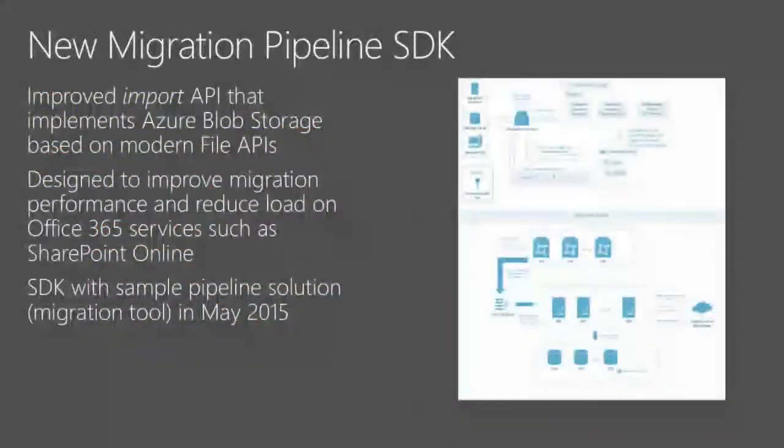Another thing to bear in mind is the Migration Pipeline SDK, which is coming in about a month or so, which will give us a much better import API in order to support migration scenarios, and it's leveraging the Azure blob storage API improvements. So this will give us a much better way to do faster migrations that also don't have an additional negative impact on the rest of the SharePoint Online service.